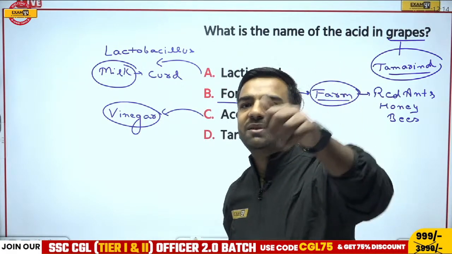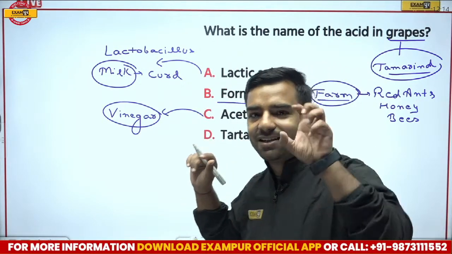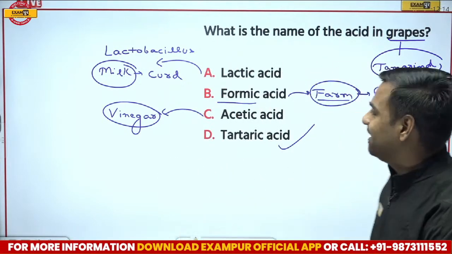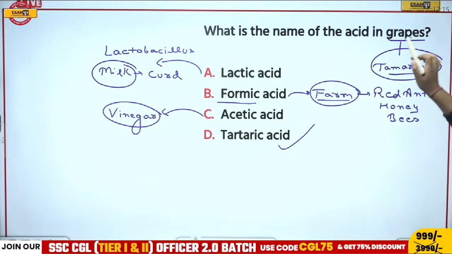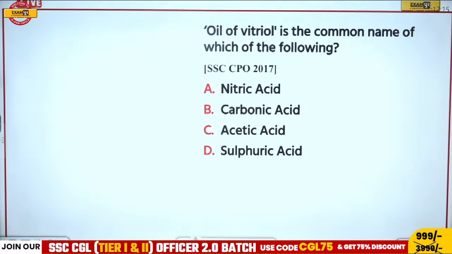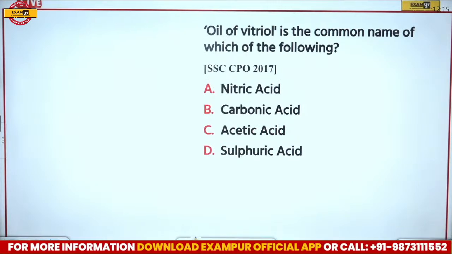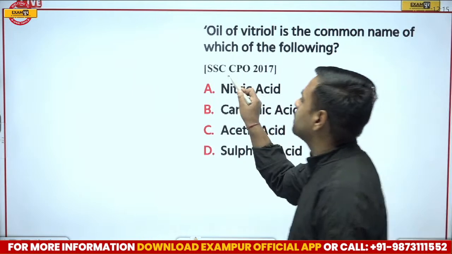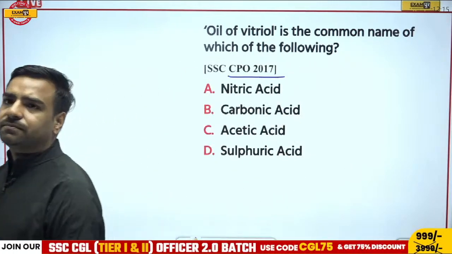So Vikram, Abhijit, totally correct. Vikram has already sent us this answer. Okay, great. So let's move forward here. For grapes, the answer would be tartaric acid. That is option number D. Next, oil of vitriol is the common name for which of the following? Now this question is from CPO 2017. What is the correct answer here?